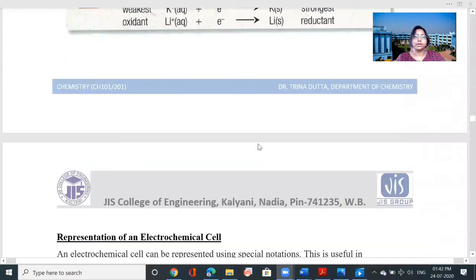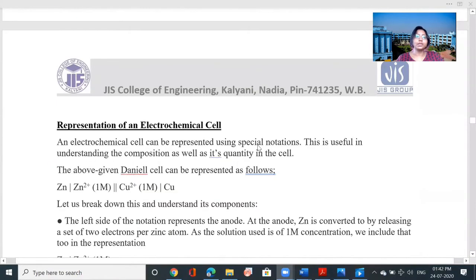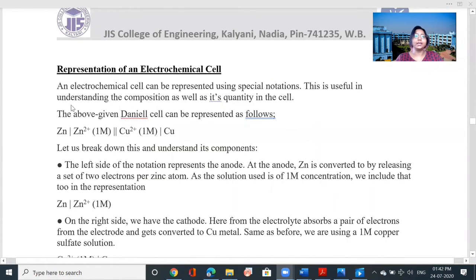Okay. Now, how can we represent the electrochemical cell? An electrochemical cell can be represented by using special notation. So look here, you can understand very well. The above given Daniell cell can be represented as follows.